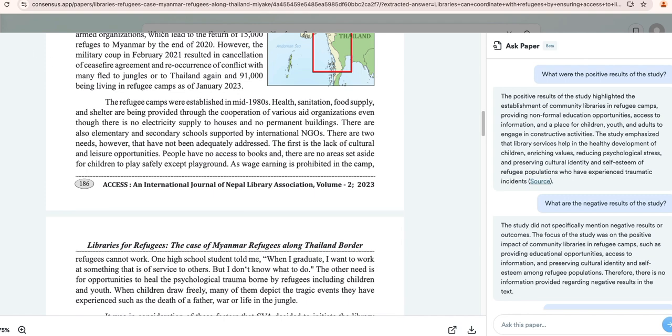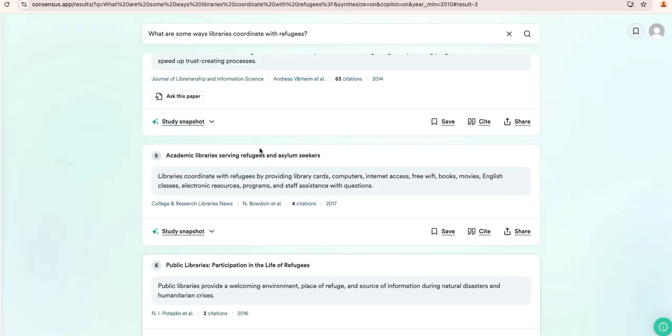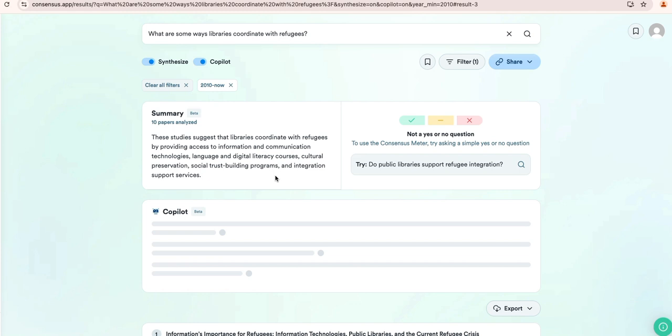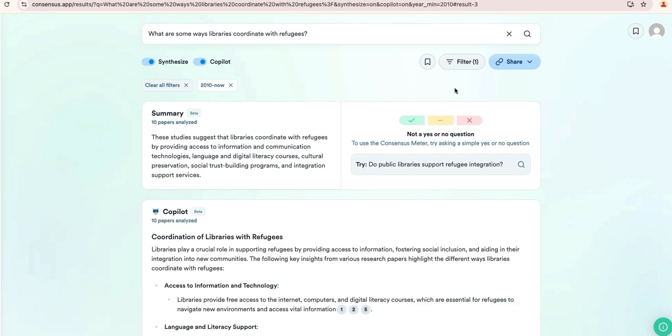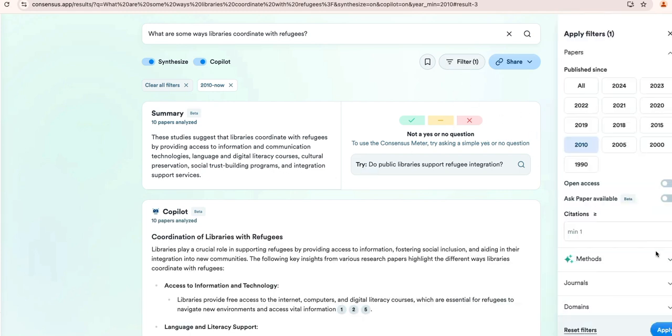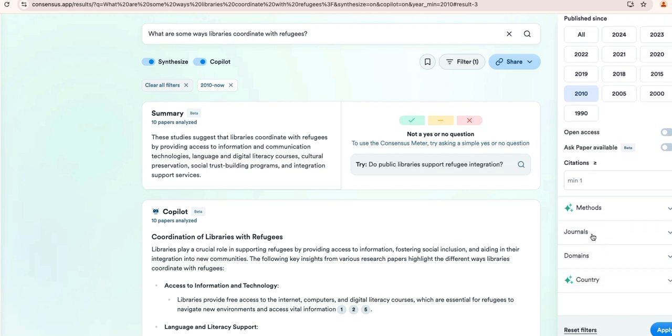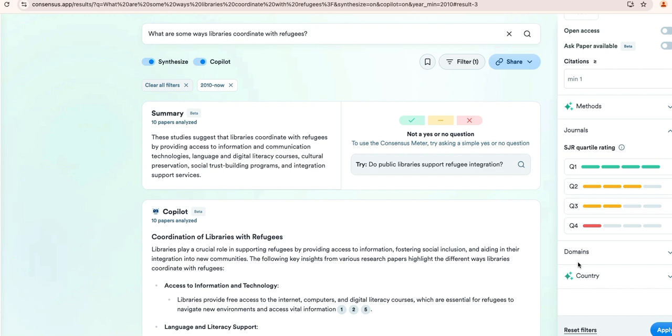So let's go back and look at some other filters in the remaining very brief amount of time I have. You can find out whether it's open access or not, find out if the paper is available. In my case, it often is. You can find out the journal rating, how reputable it is, the domains, which would be certain keywords, or the countries that you want to search.